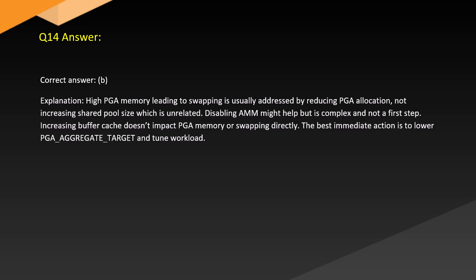Answer. Correct answer: B. Explanation: High PGA memory leading to swapping is usually addressed by reducing PGA allocation, not increasing shared pool size, which is unrelated. Disabling AMM might help but is complex and not a first step. Increasing buffer cache doesn't impact PGA memory or swapping directly. The best immediate action is to lower PGA aggregate target and tune workload.